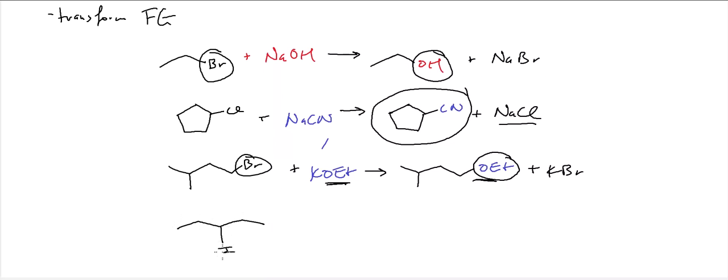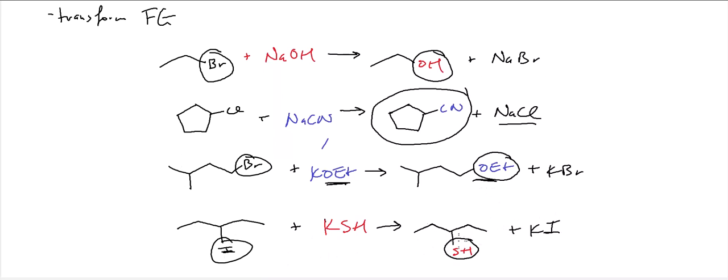One more example. Say we have a secondary alkyl iodide, and we add potassium hydrogen sulfide. As you can imagine, we're going to do the substitution reaction, and we're going to convert that alkyl iodide into the hydrogen sulfide, and we'd be left with the salt KI at the end. So this is a good way to transform one functional group, usually an alkyl halide, into another functional group with diverse possibilities depending on what kind of nucleophile you're using.